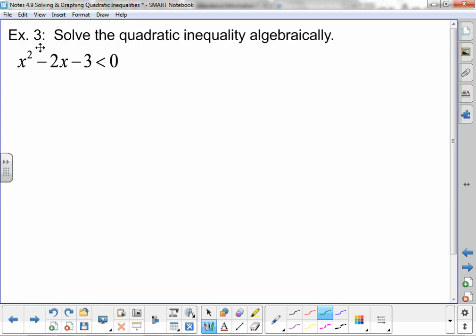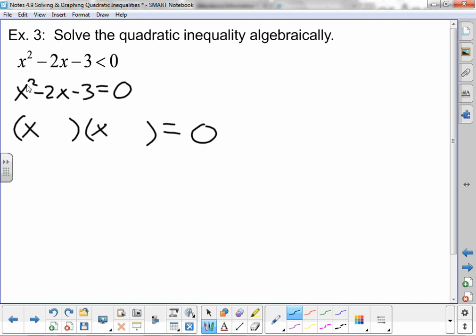All right, so to solve this, first step is turn it into an equation. So x squared minus 2x minus 3 is equal to 0. So remember, we're finding our x-intercepts right now. So that's how you do that. Now, you can do this one of three ways. You can complete the square, you can try to factor if it's factorable, or you can do the quadratic formula. I don't really care which method you use. This is factorable though.